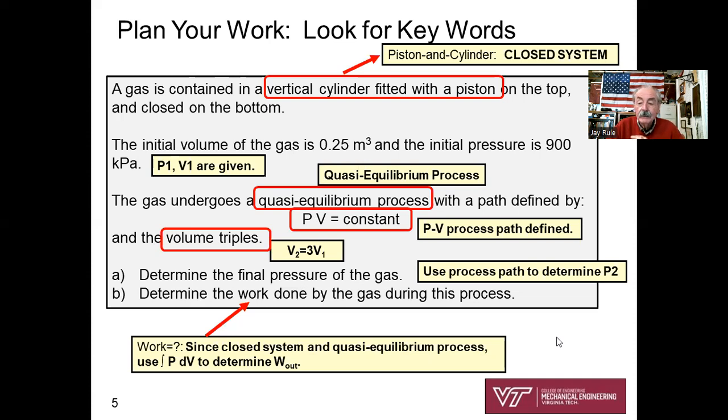And then you will discover, as you study this, that since P1 and V1 are both given, you're going to be able to use that process path statement to determine P2. And then determine the work done. Since it's quasi-equilibrium and a closed system, you're going to see that you will start with the fundamental work out equals the integral of P dV to determine the work.